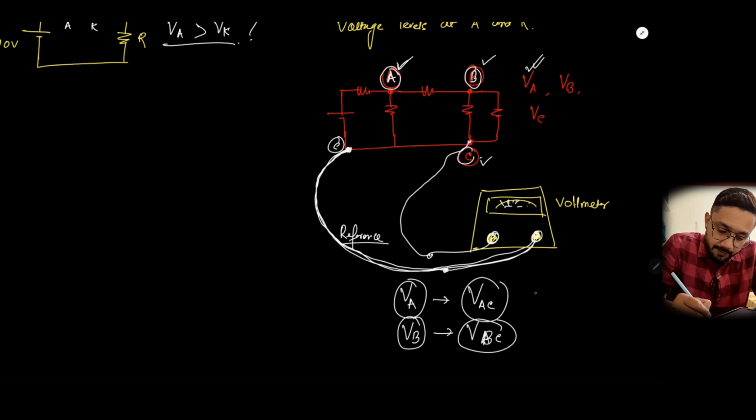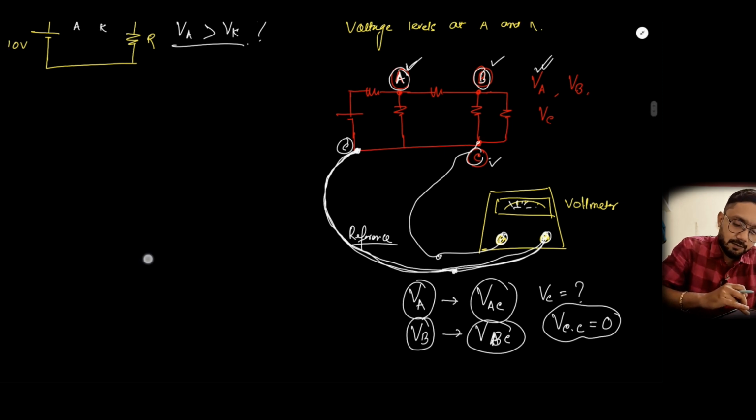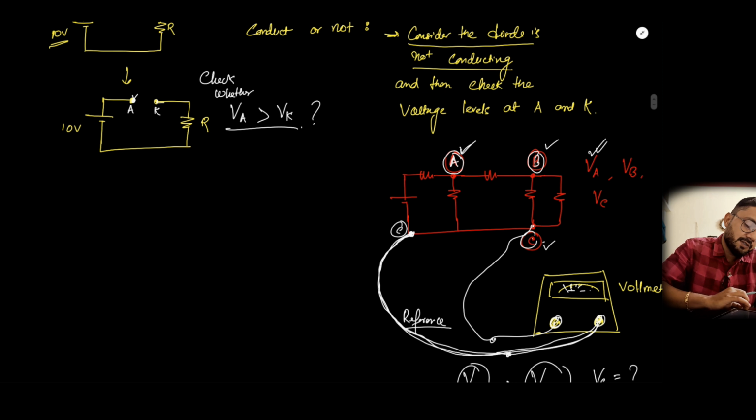And then what will be the voltage at the reference node? Here C is the reference node. What will be the voltage at C? Obviously the voltage at C with respect to the reference node, that is C again, will be 0, meaning both probes are connected at the same point. So the voltage at the reference node is 0. Okay, fine. Now let's come back to the circuit.